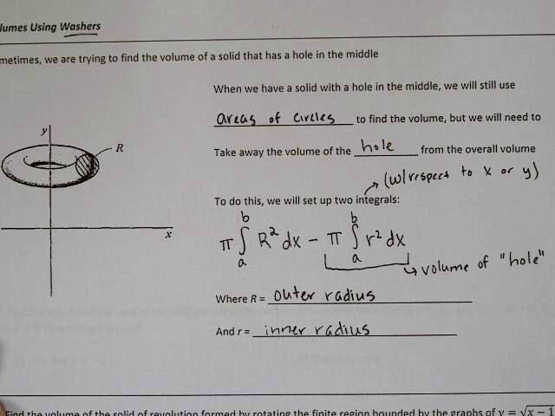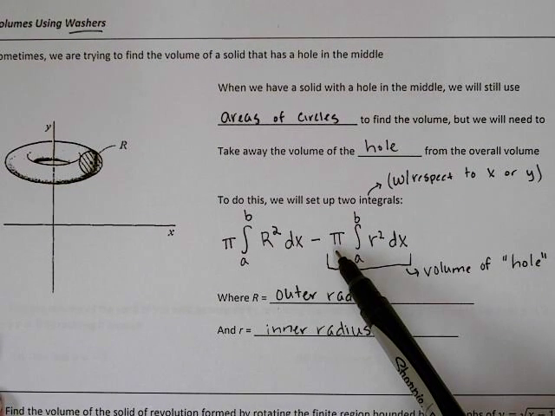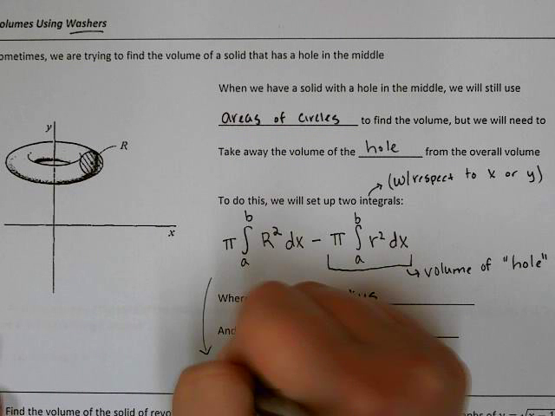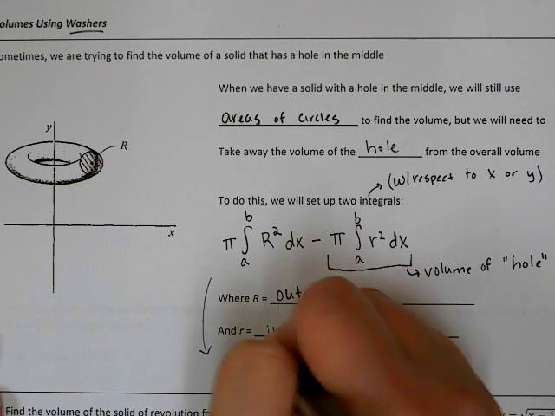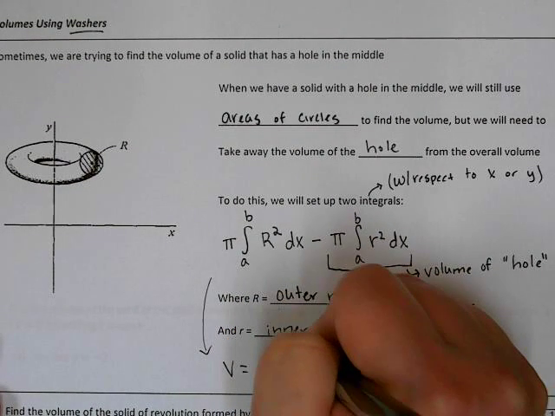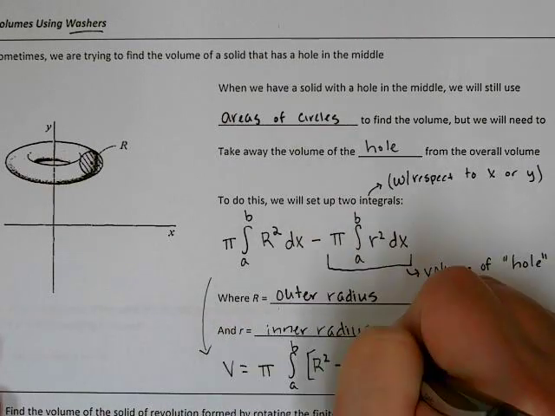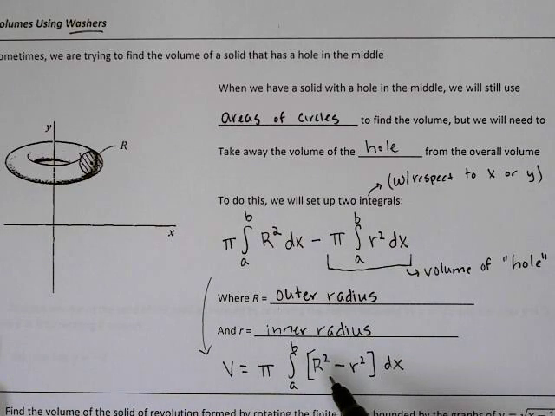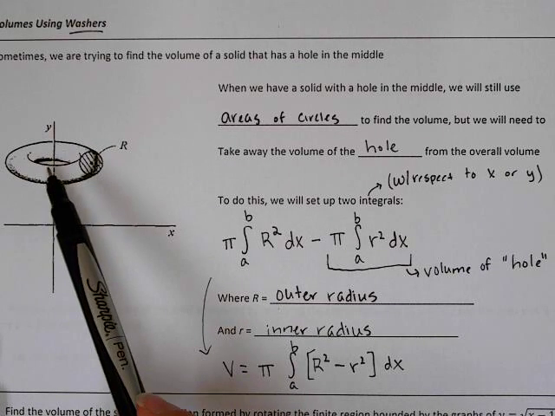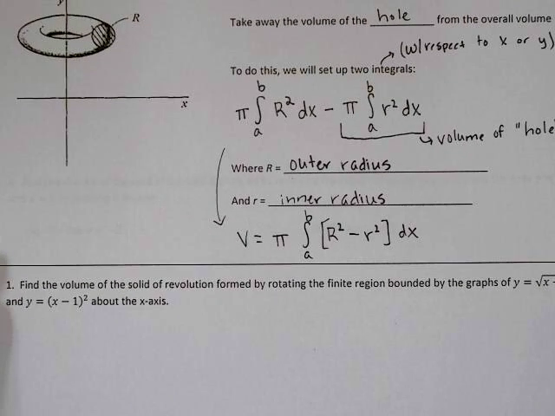Now, one thing I want to point out real fast: if you notice, they both have pi because they're both areas of circles, and they're both integrals from a to b. So sometimes you'll notice that we write it as one integral. The volume is going to be pi times the integral from a to b of capital R squared minus little r squared, and then dx. You'll notice both of the radii are squared separately because we're finding the volume of the whole thing, the volume of the inside, and then we're subtracting the two. All right? So let's see what some of these examples actually look like here.